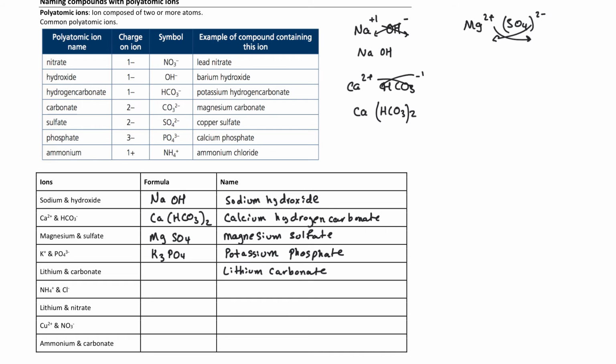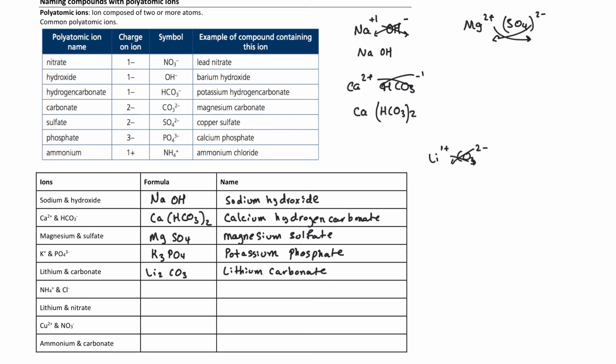And in terms of the equation, lithium is going to be Li with a +1 charge, and carbonate is going to be CO3 with a 2- charge. Do the crisscross, and you will get Li2CO3. And this is just one of them, so we don't have to include the brackets there.